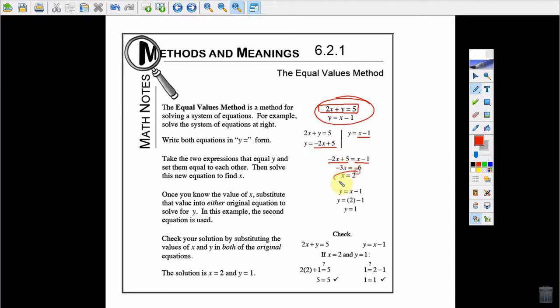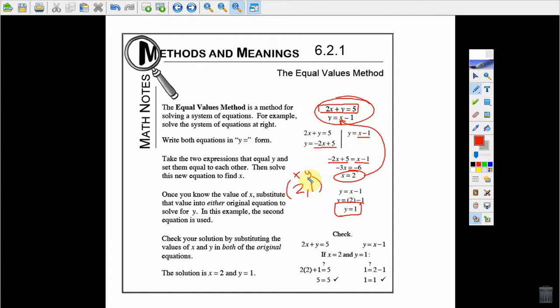Now, a lot of students are going to want to stop right there. They're going to say, hey, I got the answer and I'm done. But that is not the case. You need to solve for your other variable, y. So we're going to take that x and plug it in right there, which is what they've done here. So we have y equals 2 minus 1, so y equals 1. That means that if you graph these, they would intersect at the point (2, 1), where x was 2 and y was 1.